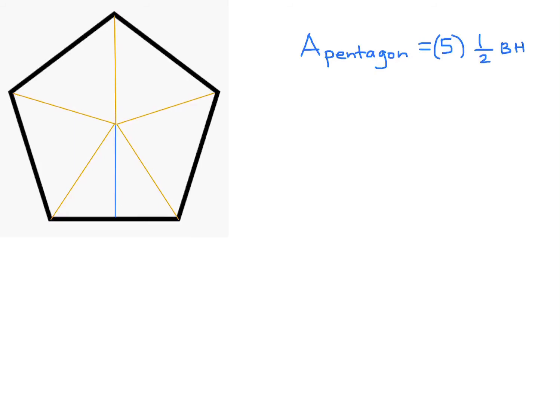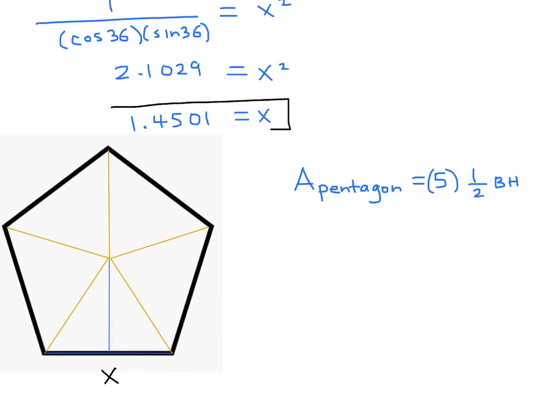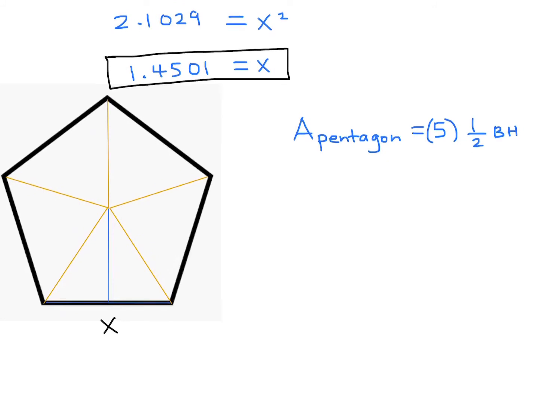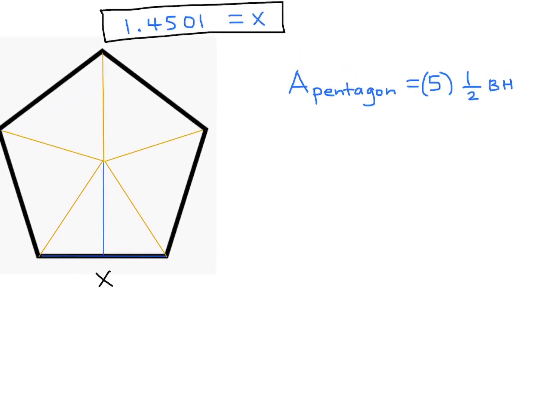That will represent my height. And this is, of course, the base. The base we previously labeled as x. And not only did we label it, we also found the value. Right? That's great. We will definitely need to use that. If we can somehow get this height in terms of x, we're set. So how do we do that?